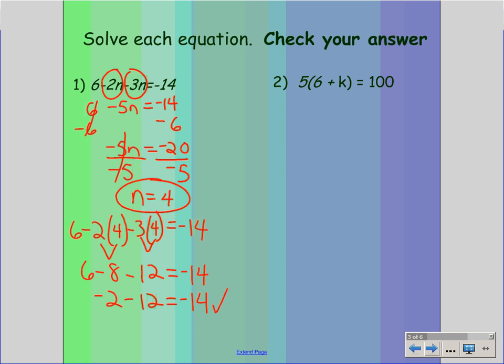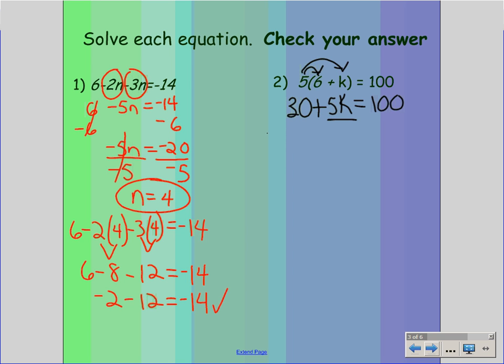On number 2, I see parentheses. So we haven't yet seen fractions and we haven't seen decimals, but we have seen on number 1 terms that I need to combine, and on number 2 we see parentheses. And the only way to get rid of the parentheses, my friends, is to multiply 5 times each of those values. So we end up with what? Positive 30 plus 5k. Line up your equal signs, is equal to 100.